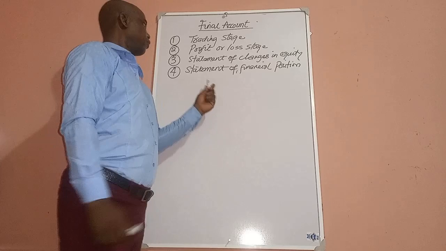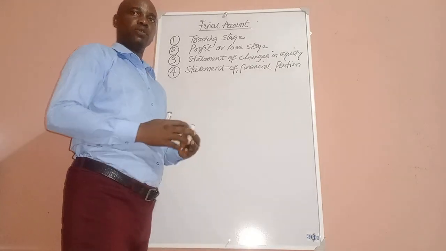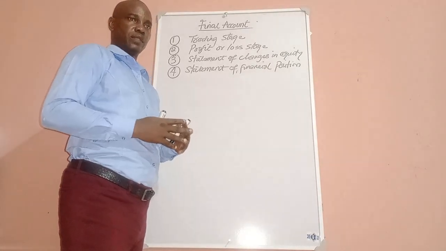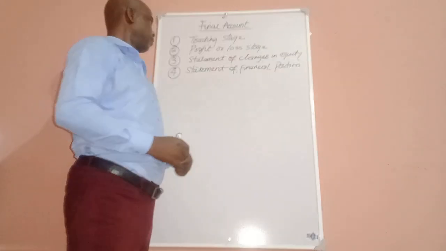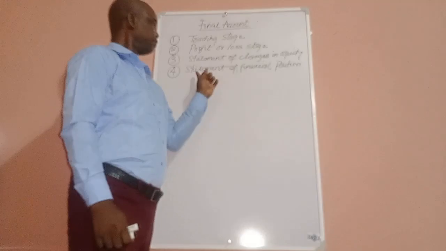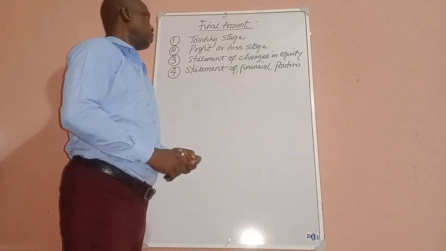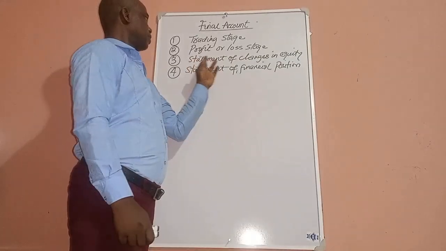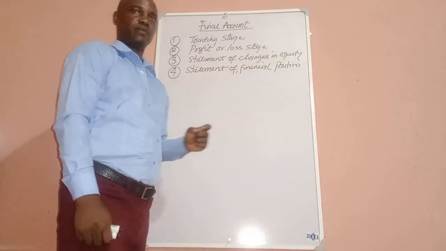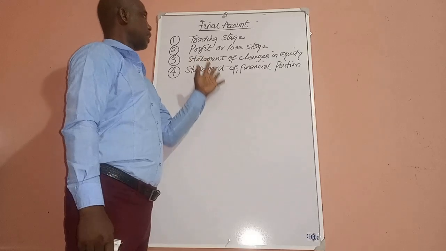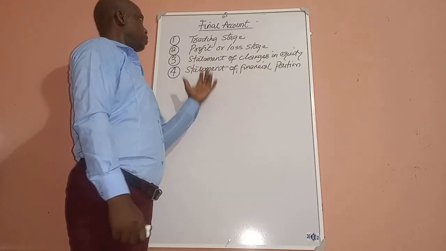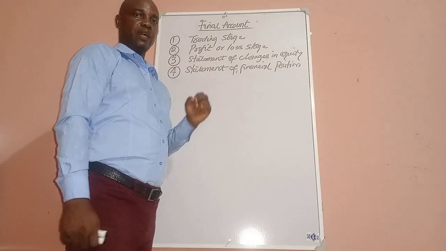Statement of financial position was formerly known as balance sheet. Under IAS, we called it balance sheet. Now we're talking about IFRS. IFRS gave it a new name, statement of financial position. Before, we didn't use to prepare statement of changes in equity, but it's incorporated by IFRS under the final account. So we shall be taking these accounts one after the other.